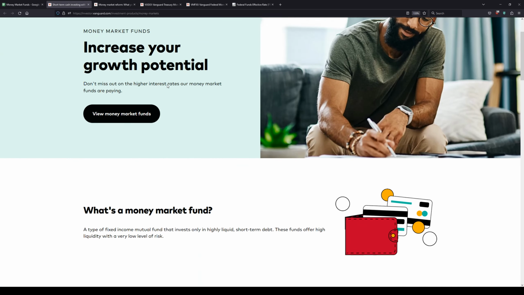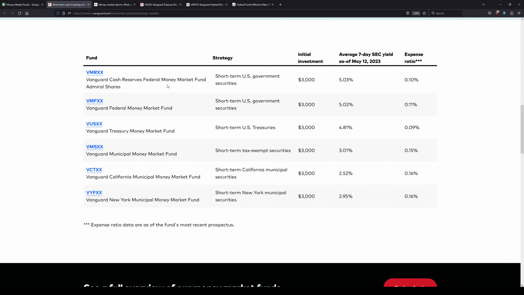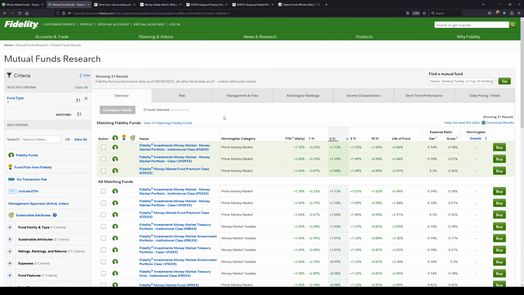So as we've mentioned before, Vanguard is one of those companies that does offer money market mutual funds. And here's the relatively short list of the funds they offer. The ones we looked at before were the Federal Money Market Fund and the Treasury Money Market Fund, but they do have a few other municipal money market funds if you live in some high tax states or have a high tax bracket.